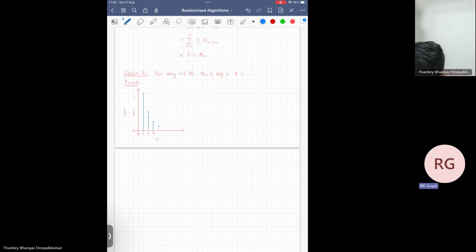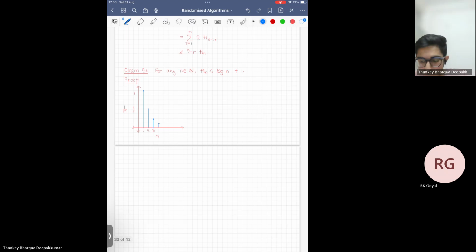Since this is a summation of 1 by n, can we view it as the integration of a 1 by x kind of thing? Yeah, that's exactly what we are going to do, but we need to pick the limits right. Okay, so this is the sum we are interested in, right?